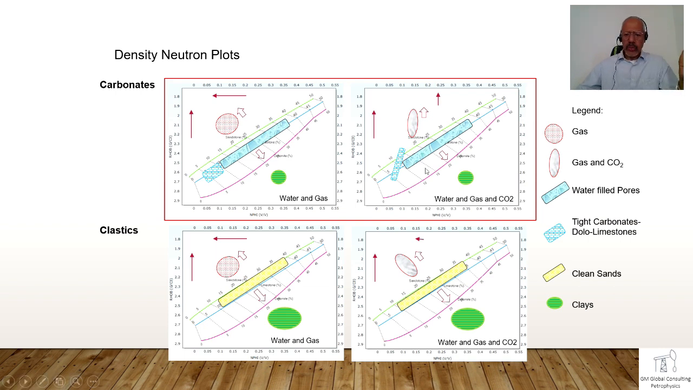Now, when we have CO2, I found peculiar responses that go somehow in a similar way on the upper left part of it. However, in the presence of CO2, the density will decrease, but the neutron not so much, and I will show you some examples.